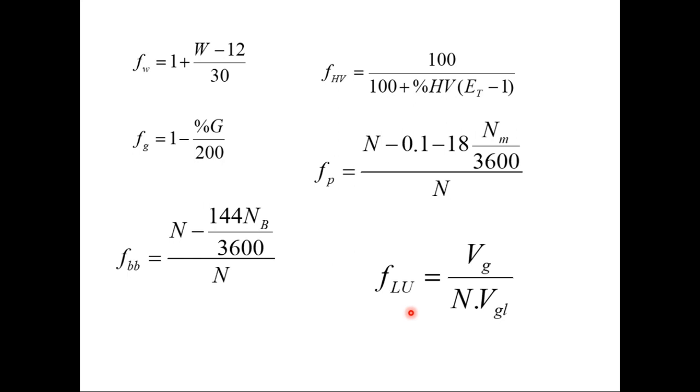FLU, lane utilization factor, is given by this equation, VG upon N times VG1, where VG is unadjusted demand flow rate for lane group and VG1 is unadjusted demand flow rate on single lane with highest volume in the lane group. So how flow is distributed among the different lanes, that is utilization factor.